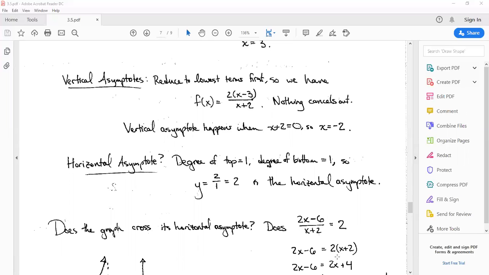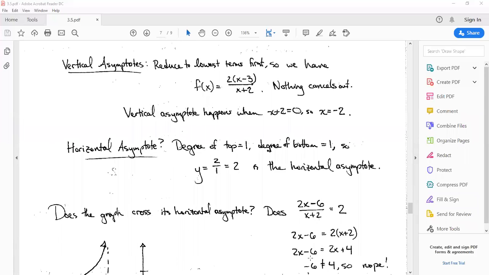And now we can multiply that side out. We get 2x minus 6 equals 2x plus 4. And the 2x's cancel, and we get minus 6 equals 4. But that's not true. So this original equation had no solution. So we, in fact, do not have that this graph crosses its horizontal asymptote. So that's how it'll look.